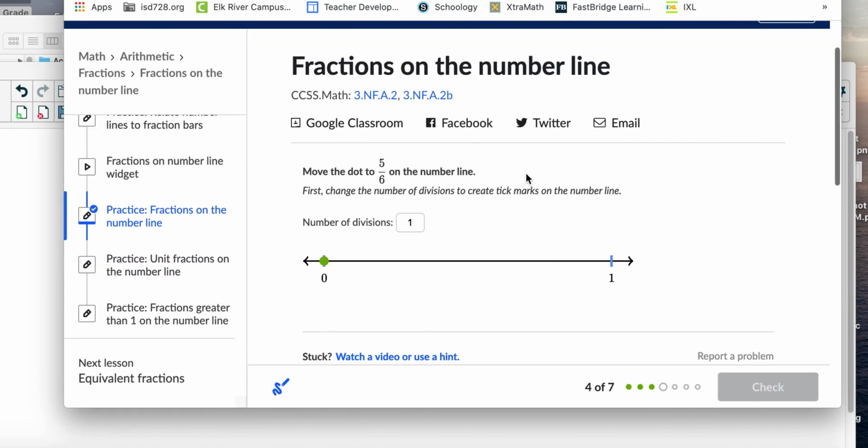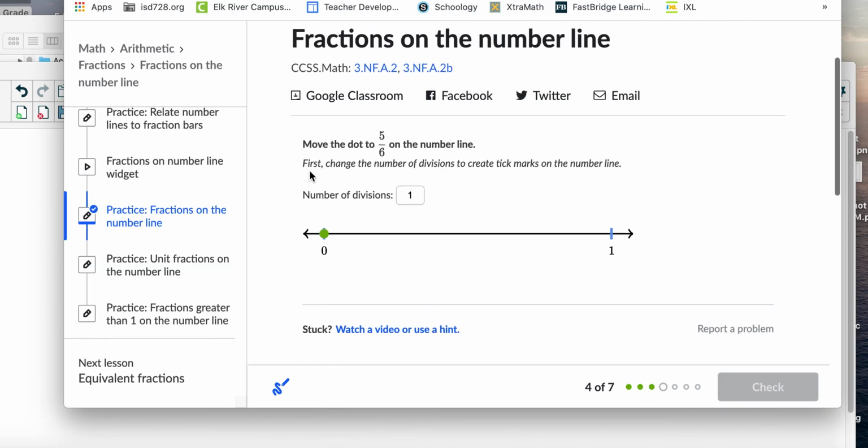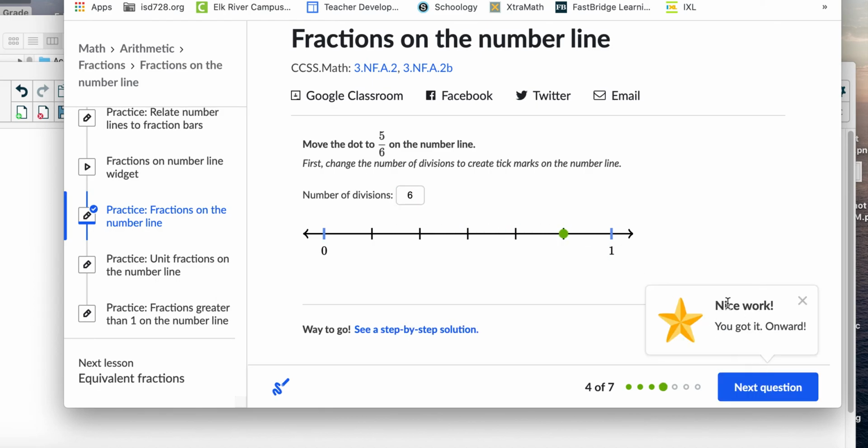Here it is. Okay, so it'll do kind of the same thing. It says move the dot to 5/6 on the number line. First, I need to cut my number line up. So in this case, the denominator tells me to cut it up 6 times. So I type in the number 6. And then I need to go to the 5th spot. So I would move mine to the 5th spot. And then I would hit check. And it will tell me if I got it.